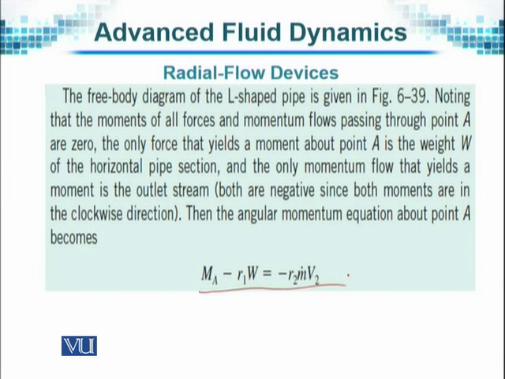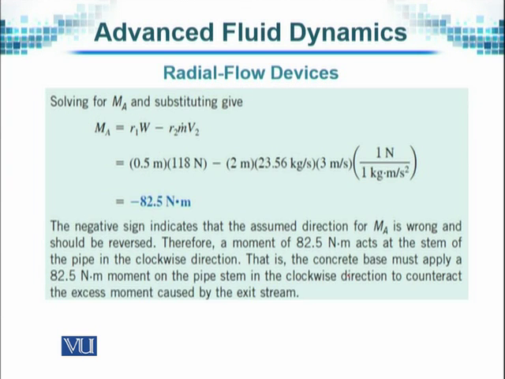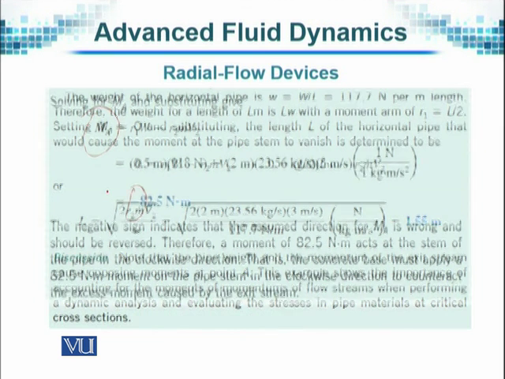For weight, we have already calculated it, and when we substitute, we obtain that the moment at A is 82.5 Newton meter, and we happen to have a negative sign appearing in our answer. The negative sign is only indicating that the assumed direction of MA was wrong, and in fact the moment acts in the reverse direction. So from counterclockwise, it should be considered in the clockwise direction. And that's all there is to it.